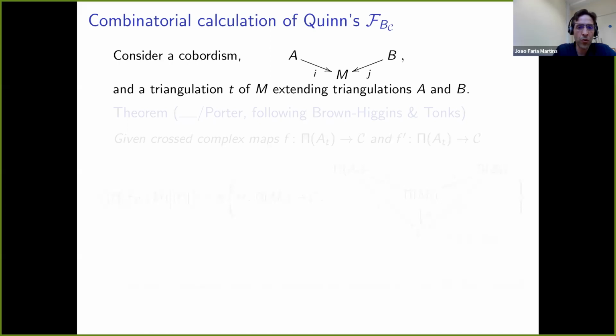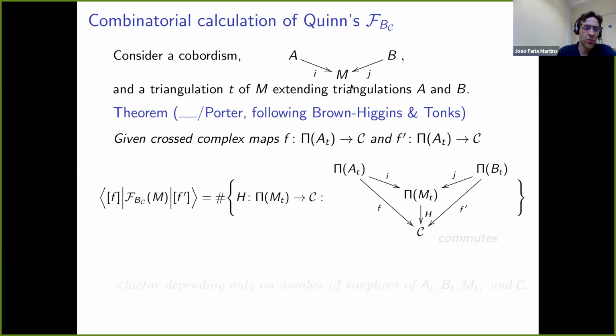So if you have a cobordism, you can consider a triangulation of the big manifold, extending the triangulations of the manifold A and the manifold B. And maybe I should just say, what's the actual formula for the matrix elements? So you have a certain crossed complex map from the fundamental crossed complex of A with the triangulation into the crossed complex. You consider the set of all crossed complex maps that extend F and F prime, and you compute its cardinality.